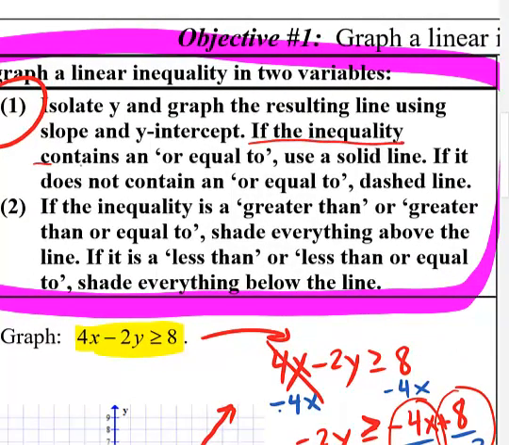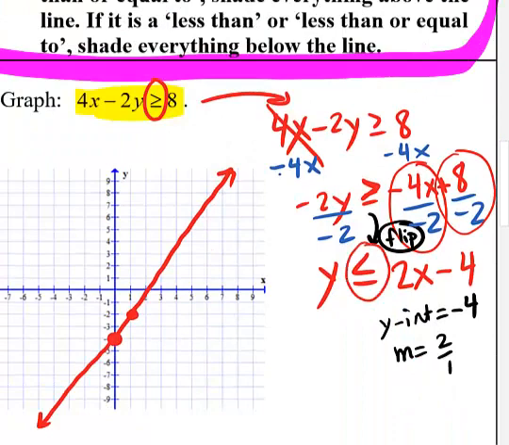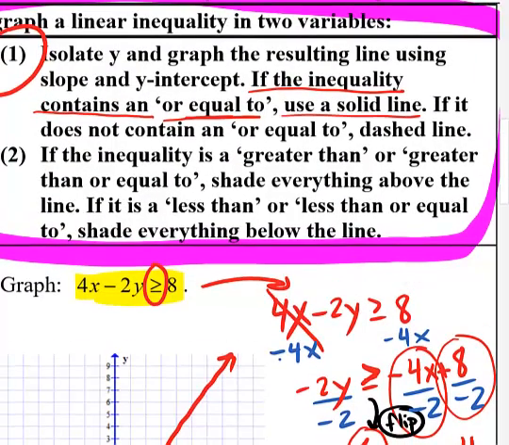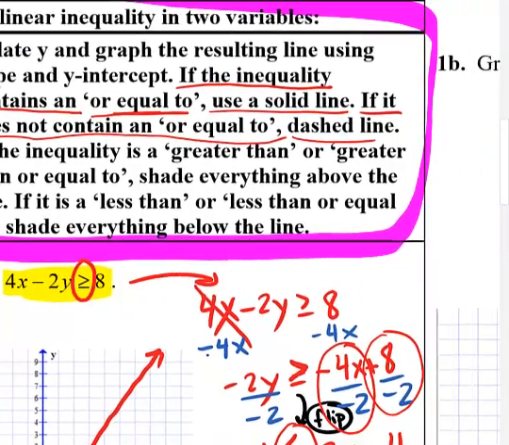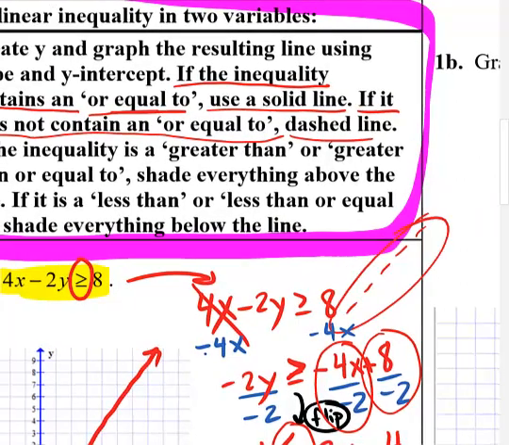If the inequality contains an or equal to, like ours does, notice it was a greater than or equal to, it ended as a less than or equal to, but either way, it has an or equal to, use a solid line like we did. But if it were to not have an or equal to, if it was just a strictly greater than or a strictly less than, I would actually use a dashed line, like, I don't know if you remember when you were a kid, it said, oh, cut along the dotted line or the dashed line. That's kind of what you'd be looking at.